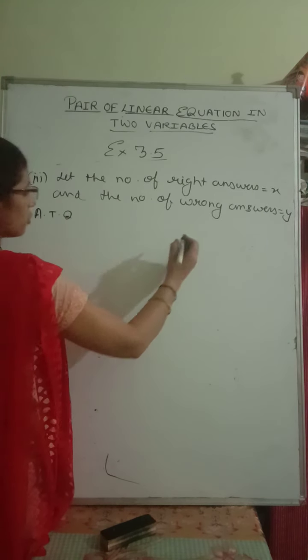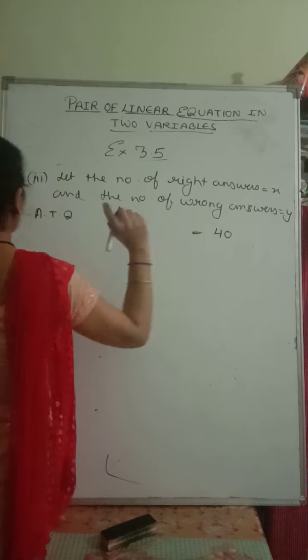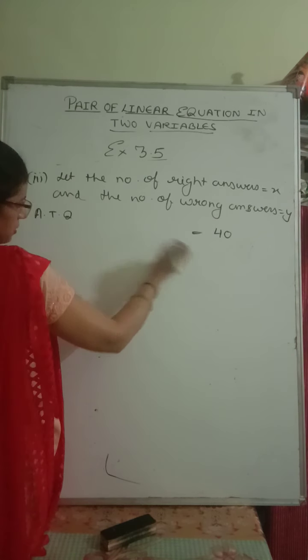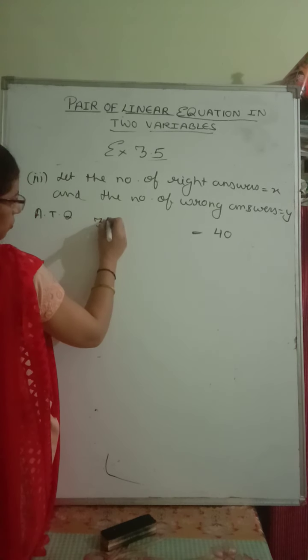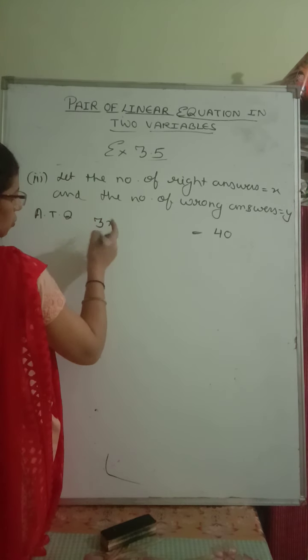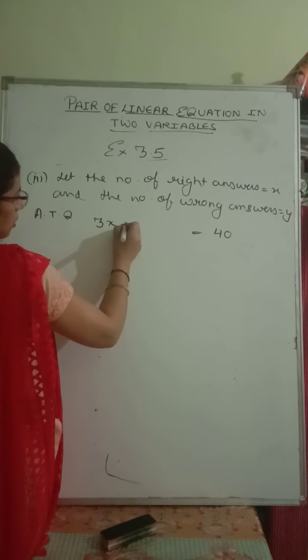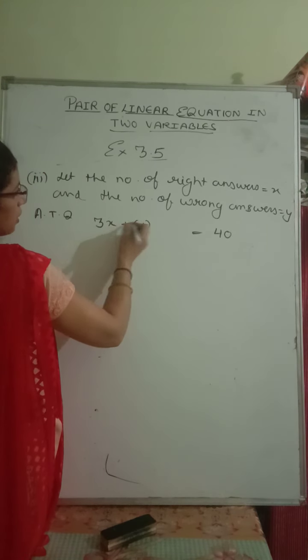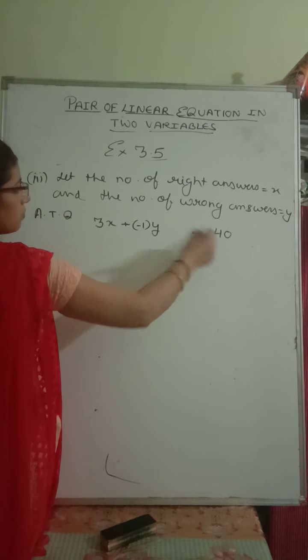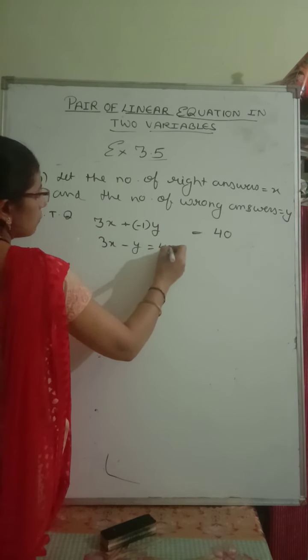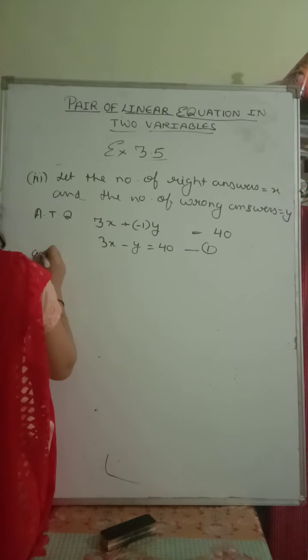Yash scored 40 marks in a test, getting 3 marks for each right answer. So for right answers, 3 marks, and let x be the number of right answers, so 3 into x, plus losing 1 mark for each wrong answer, so -1 for wrong answers, and y wrong answers. The total marks is 40, so we get 3x minus y equals 40, equation 1.